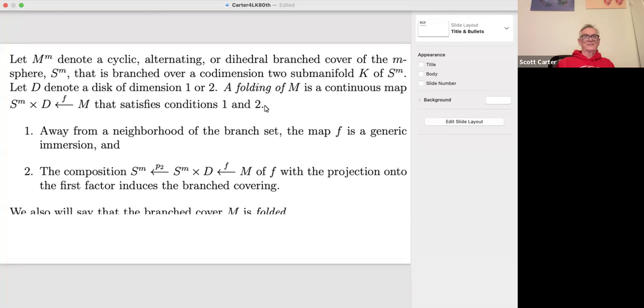And a folding of M is going to be a map from M into S^m cross D that satisfies the following conditions. So if you take away a neighborhood of the branch set, the map is going to be a generic immersion. And if you stick M into S^m cross D, it might be singular, but if you project back down to S^m, then you'll get the branch covering. And we'll say that the branch cover is folded.